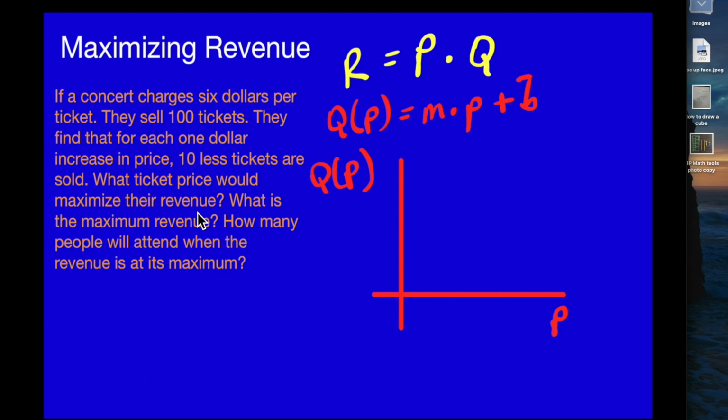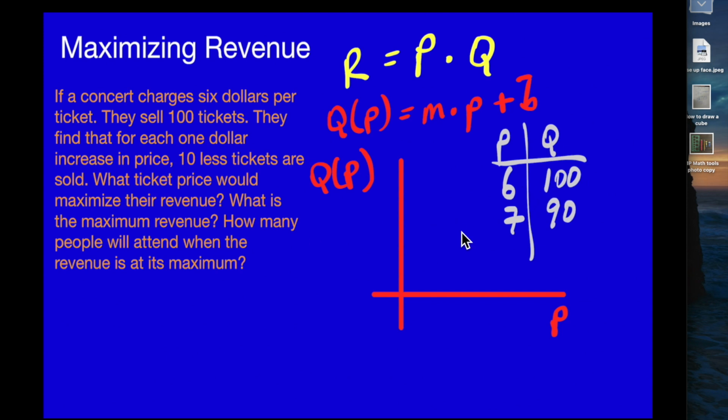We're going to use this data to get our points. So if you have an input of price here and an output of quantity, we're going to use this first data point, that when the price is $6, the quantity sold is 100. Then when we increase the price by $1, so now the price jumps to $7, the quantity sold drops by 10. Folks, these are our 2 points.